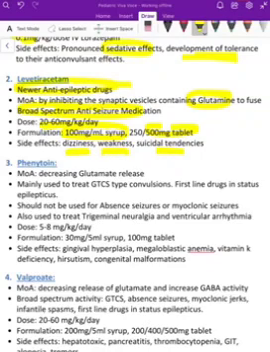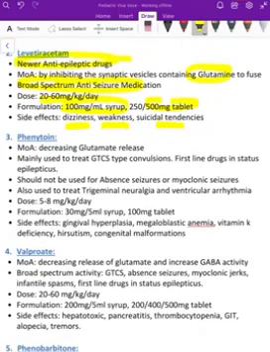Next is phenytoin. They act by decreasing the glutamate release. Mainly used to treat GTCS type of convulsions, and it is one of the first line drugs in status epilepticus. Phenytoin should never be used in case of absent seizures or myoclonic seizures because it will exaggerate them. It is also used to treat other conditions like trigeminal neuralgia, and it is one of the class of drugs for ventricular arrhythmia.